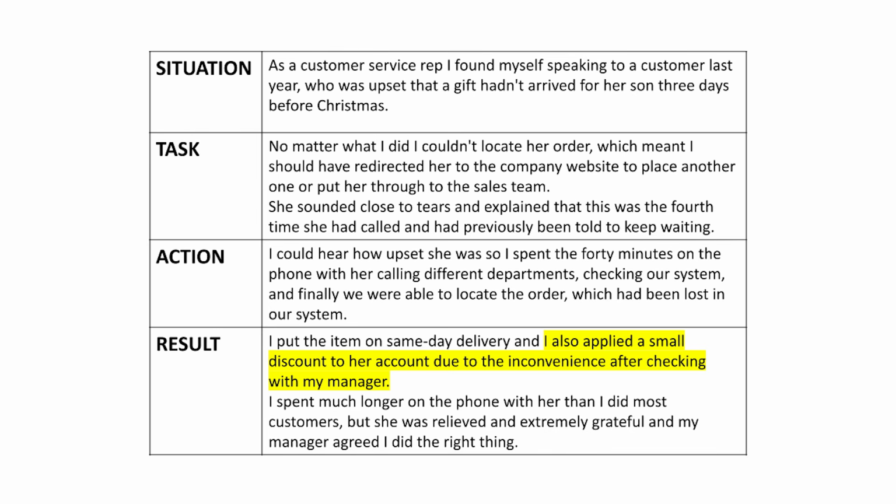The answer does that here, where it says, I applied a discount after getting approval from my manager, and my manager agreed that I did the right thing. And the good thing about this answer is that it will likely evoke a response from the interviewer. So maybe not verbally, but it shows your ability to empathize, because most people would agree that 3 days before Christmas, you wouldn't want to abandon someone who is upset about a gift for their child.